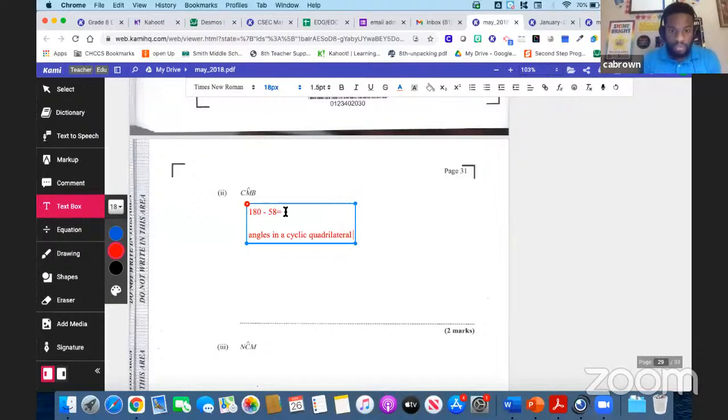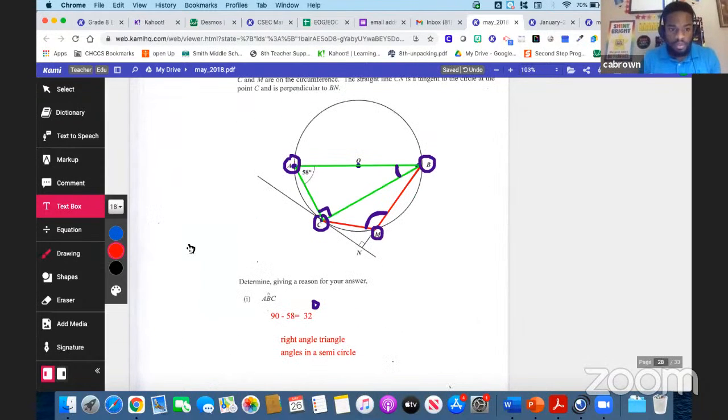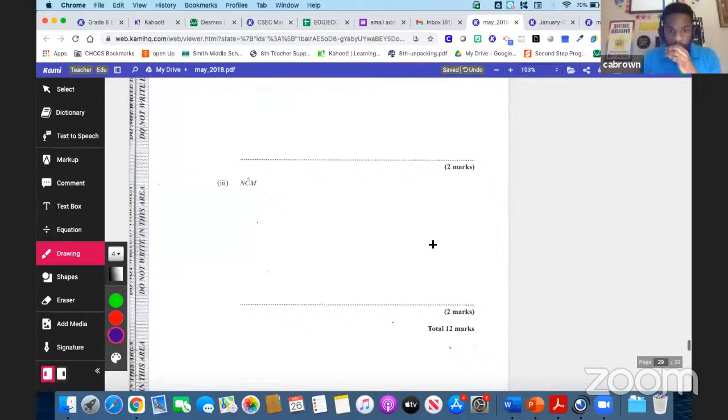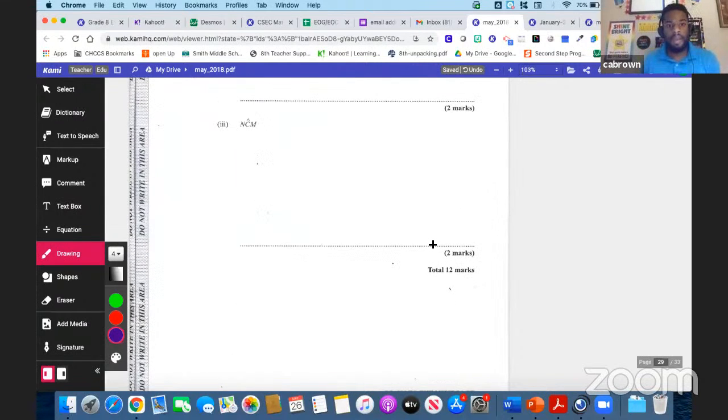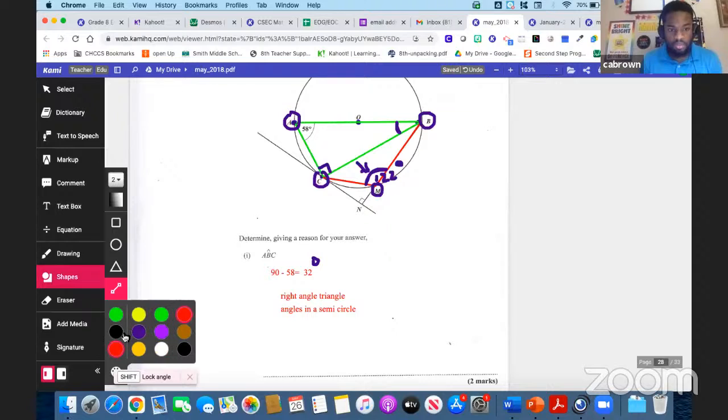All right, so that is 180 minus 58, which is 122. All right, so now we know that right here is 122 degrees. All right, finally, we're asked to find NCM. Let me use a different color for this triangle now. N, C, and M. So this little triangle right here in purple, that's all we need to find.